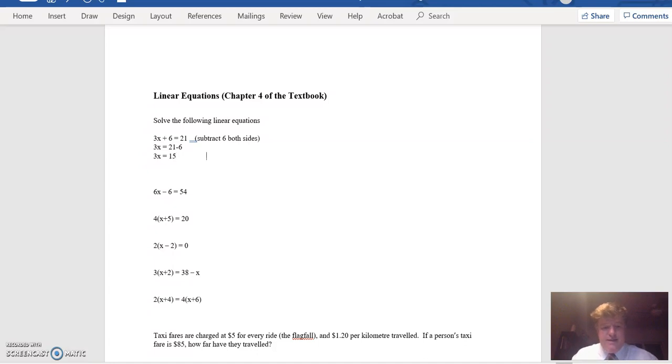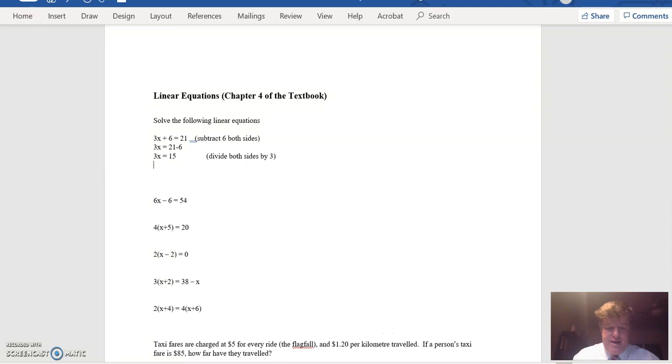Now we want to get x by itself. 3x is the same as 3 times x. So the opposite of multiplying by 3 is dividing by 3, and that'll get x by itself. So we'll divide both sides by 3. We get that 3x divided by 3 just leaves us x equals 15 divided by 3, which is 5.